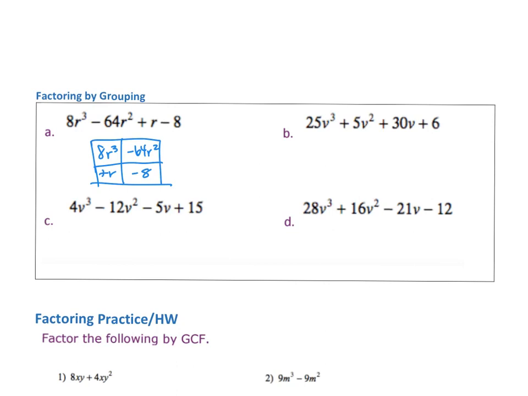So on the top, going across, I've got an 8 and an r squared. I'm taking an r squared because this one's got an r squared and this one's got an r cubed, which means I can take an r squared from both of them. On the bottom, they don't have anything in common, so I'm going with a plus 1. Going vertically, I've got my r cubed and my r, so I know I can take an r out here. And I've got my -64 and my -8, so I know a -8 can divide evenly into both of those. So my factors are 8r squared plus 1 and r minus 8.